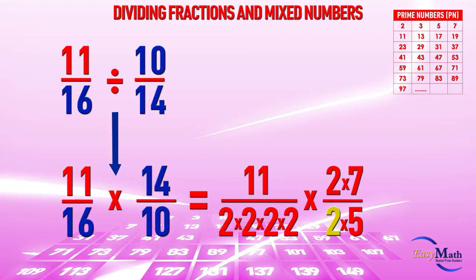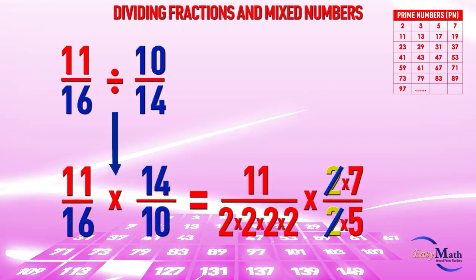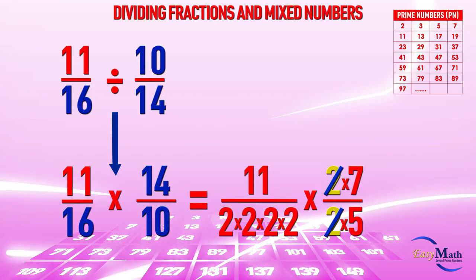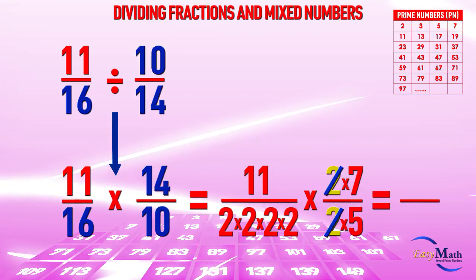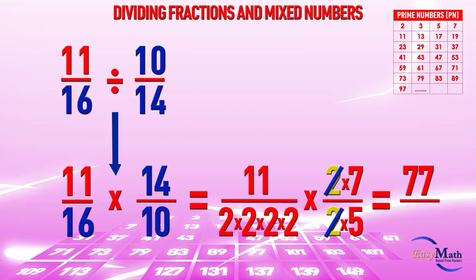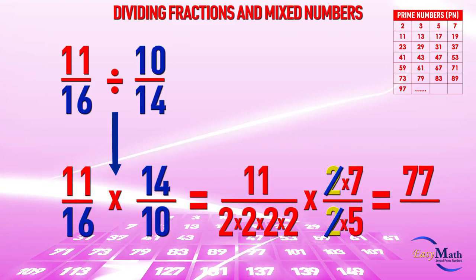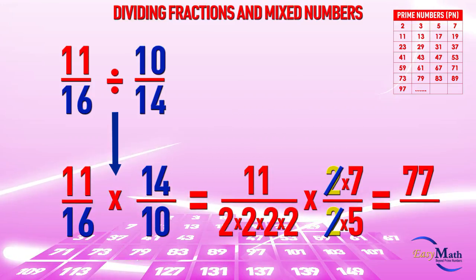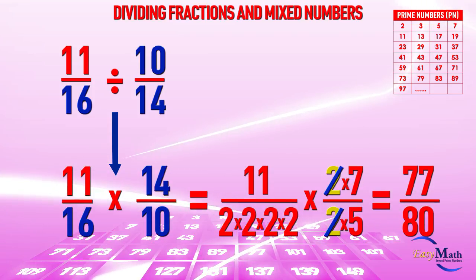We have a 2 in this denominator and 2 in this numerator. We can cancel that. And it looks as though we can't really cancel anything else out, so let's multiply across and see what we get. Well, 11 times 7 is 77, and well, we have 2 times 2, which is 4, times 2, which is 8, times 2, which is 16, and 16 times 5 is 80, and so that's our final answer.